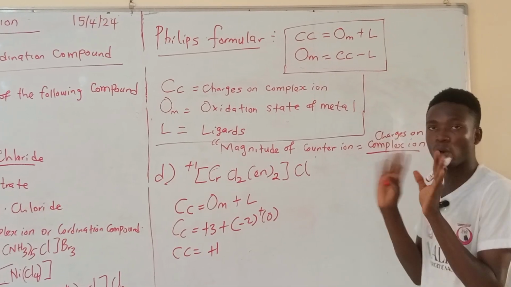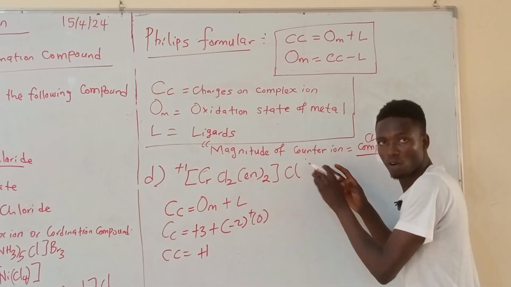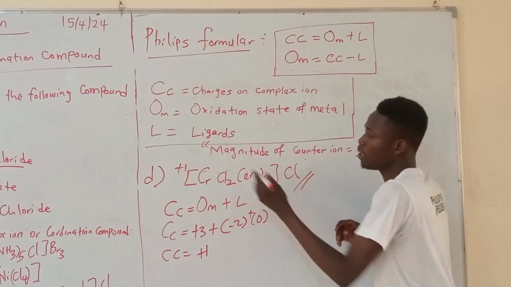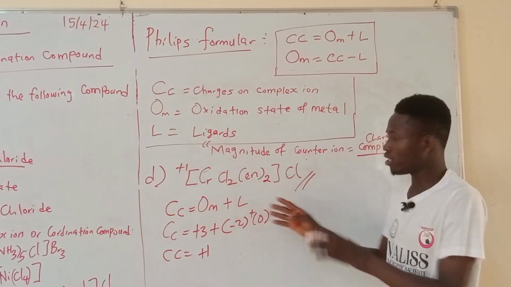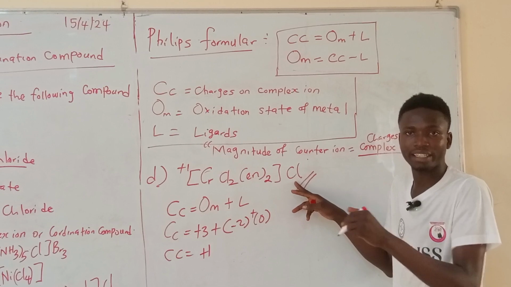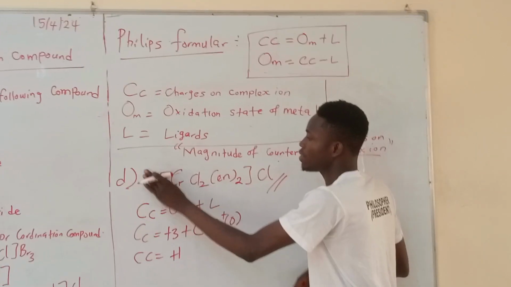That means there's no problem by leaving this question like this. This is the correct form. Because since I'm having +1, the number of chloro, the magnitude of the counter-ion will still be 1. So that means this is correct.